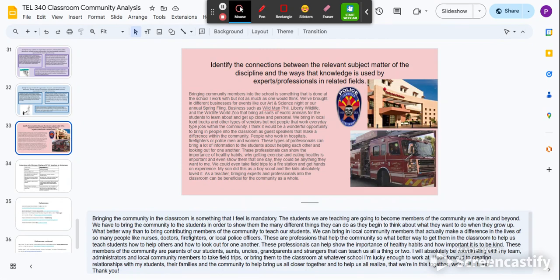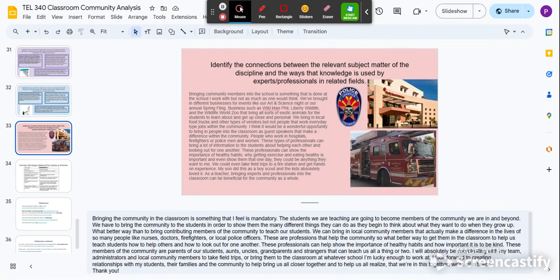These are professions that help the community, so what better way to get them in the classroom to help us teach students how to help others and how to look out for one another. These professionals can help show the importance of healthy habits and how important it is to be kind. These members of the community are parents of our students, aunts, uncles, grandparents, and strangers that can teach us all a thing or two. I will absolutely be coordinating with my team, administrators, and local community members to take field trips or bring them to the classroom or whatever school I'm lucky enough to work at.